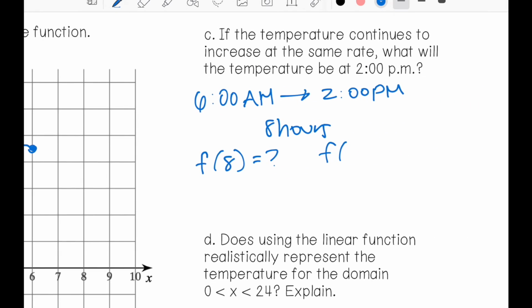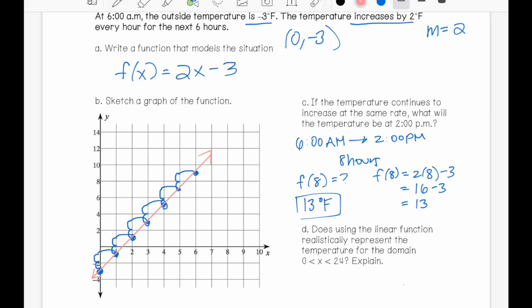If we know that f of x is 2x minus 3, then f of 8 is going to equal 2 times 8 minus 3. So that's 16 minus 3, or 13. So the temperature at 2 p.m. is going to be 13 degrees Fahrenheit. Our last question is, does the linear function realistically represent the temperature for the domain where the x values are in between 0 and 24? Explain.